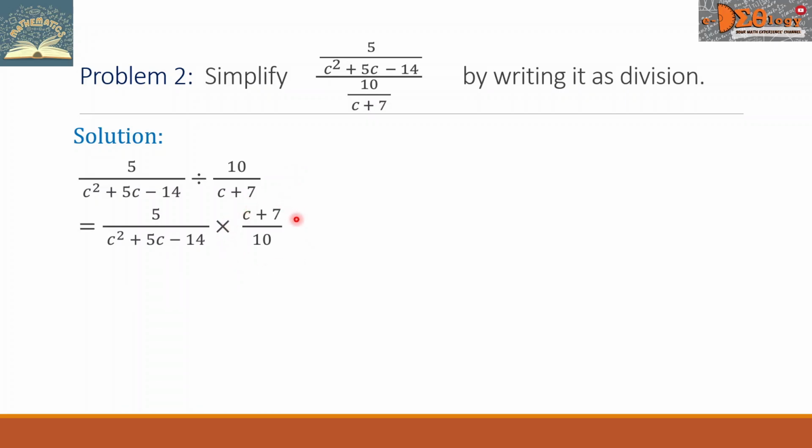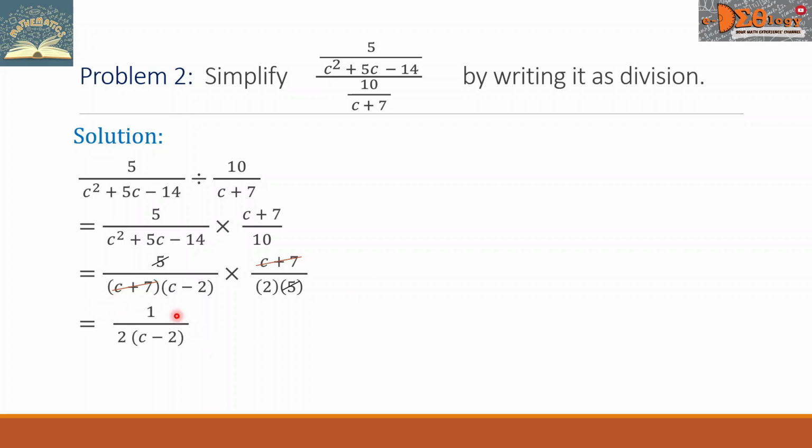So it becomes c plus 7 now all over 10. Let us do some factoring. For this trinomial, we can factor it as c plus 7 times c minus 2. While for the number 10, considering the number 5 here, we can write 2 times 5. Let us do cancellation. This 5 we cancel with the number 5 down here. Then we cancel the binomial c plus 7 and this c plus 7. So finally, we have 1 in the numerator all over this 2 times the quantity c minus 2.